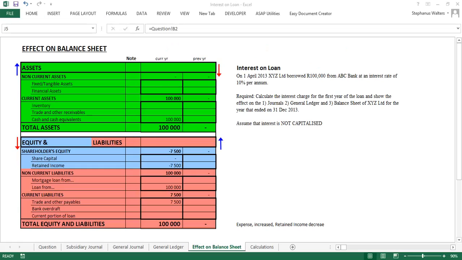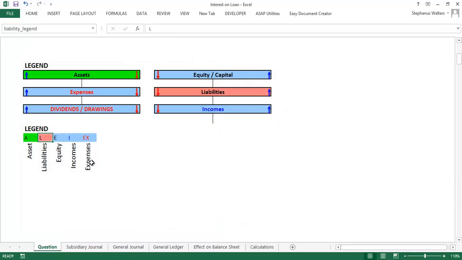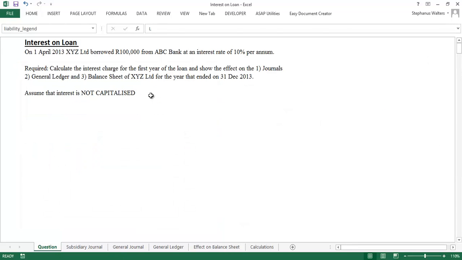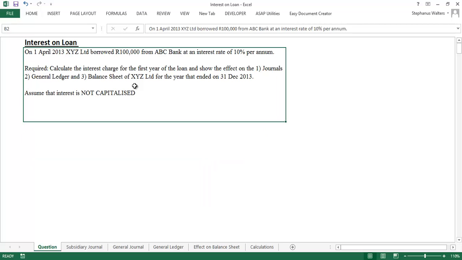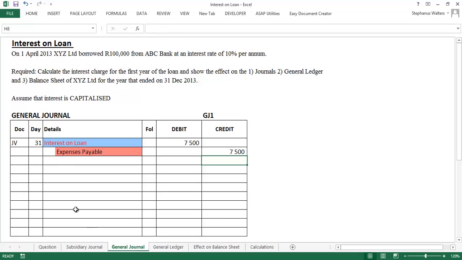So let's show this on our general journal. So remember, now we are assuming that interest is in fact going to be capitalized. So let's change our question. There we go. So the question now reads, assume that interest is capitalized. The effect of this is my cash receipts journal doesn't change because that only dealt with the receipt of the 100,000 Rand. My general journal, however, is going to change. The debit leg stays exactly the same.